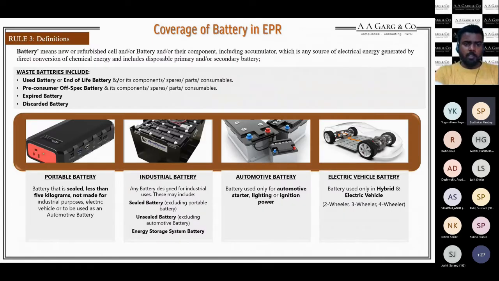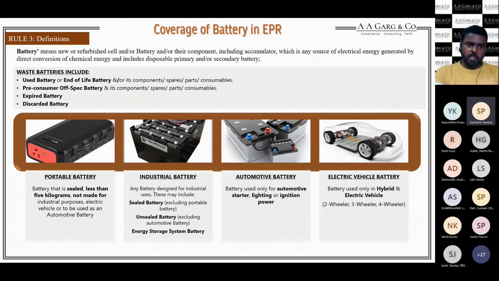Now, since we are discussing batteries, I will move to the coverage of the battery, and I will give you hints about what battery means as per these Battery Waste Management Rules. As per rule number 3 of these rules, a battery is defined as any new or refurbished cell and/or battery and/or their components, which will include the accumulator as well. And any equipment which converts chemical energy into electrical energy will be considered a battery and will be called a battery. This is very clear.